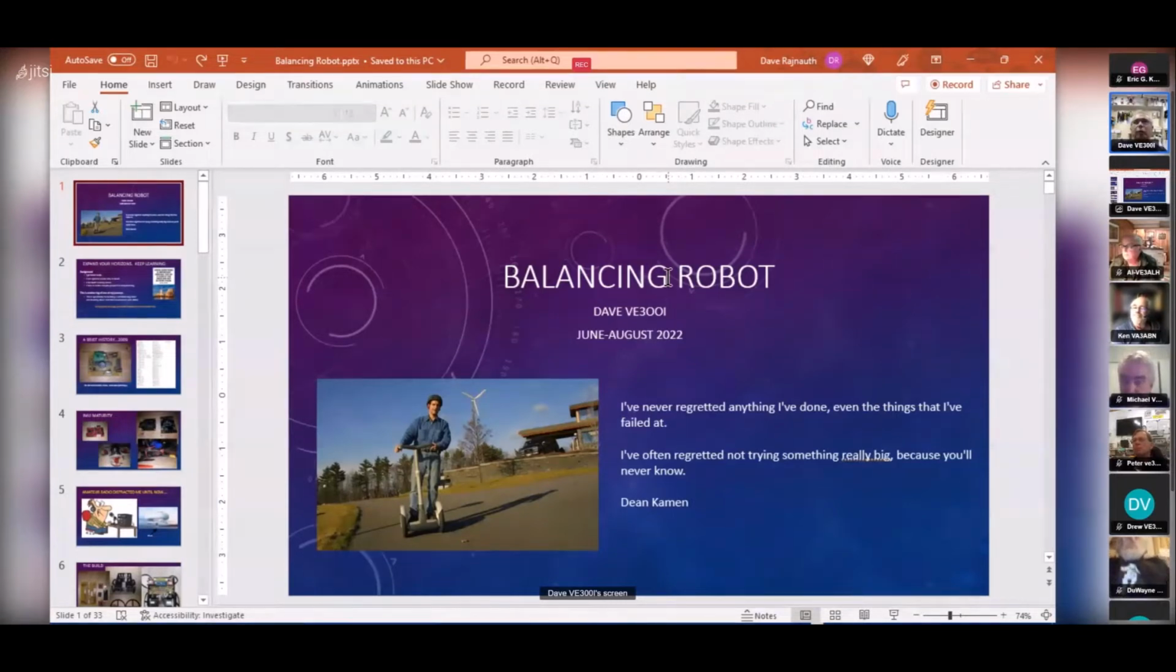And this is a quote from Dean Kamen. I don't know if you guys know who Dean Kamen is. He is the inventor of the Segway, the original balancing robot. He made his money from water purification for kidney dialysis machines, because when you do kidney dialysis, the water has to be extremely pure to clean your blood, right? He's also the founder of FIRST Robotics, and that's how I know of him.